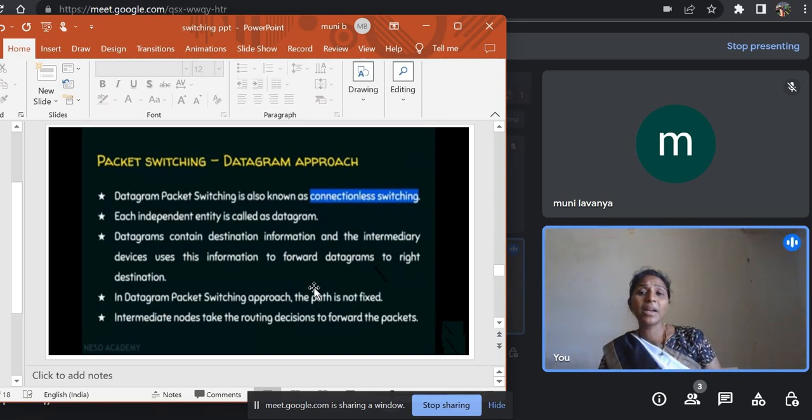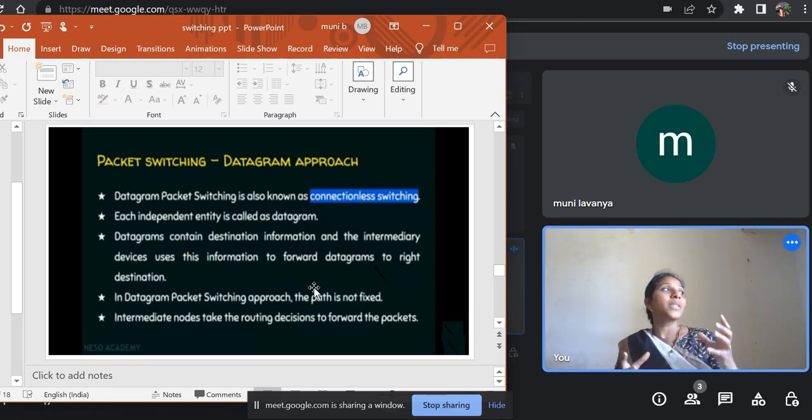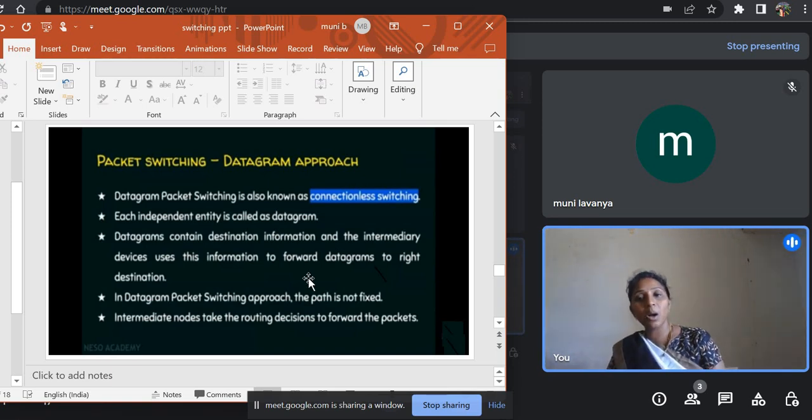Here, each independent packet is called a datagram. A datagram is similar to a telegram, which we had in the olden days, and from that we get the word datagram. All these datagrams carry the information of the destination. Why? Because the data is transmitted individually, so each has the destination information and the intermediary devices too, to forward the datagrams in the right direction to reach the destination.